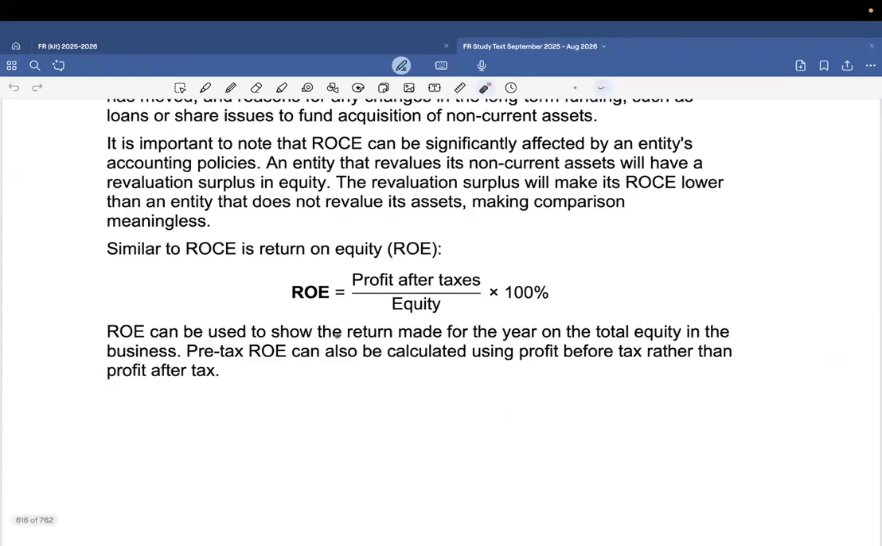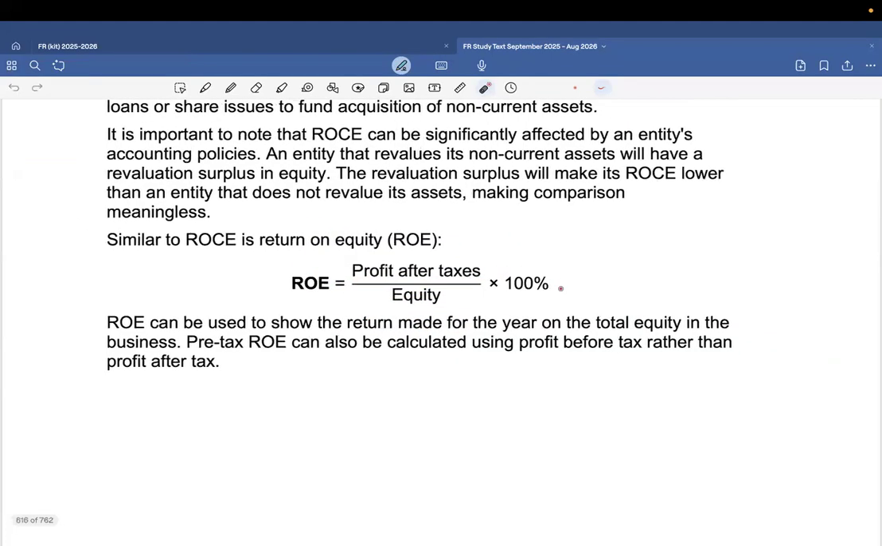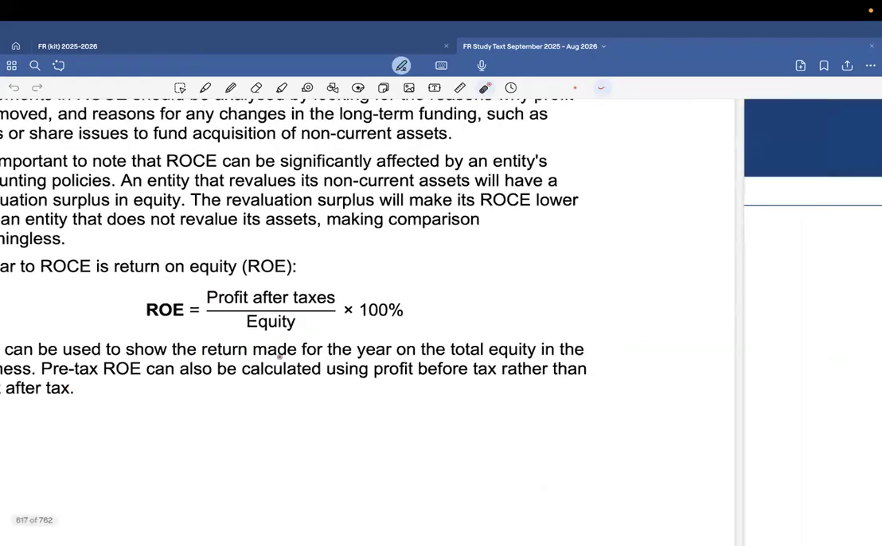Now, similar to ROCE, there is something called return on equity. Return on equity is calculated as profit after taxes divided by equity into 100 percentage. Understood? In this case, we could also take pre-tax profit as well if need be.